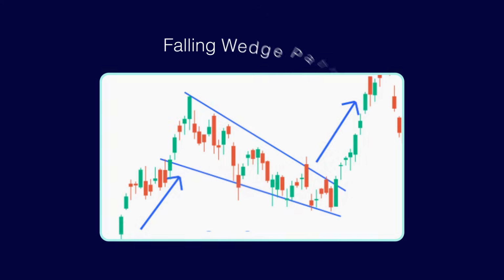It might look like luck, but in many cases the chart had already given a signal. One of the most reliable chart patterns that often appears before such reversals is the falling wedge pattern.